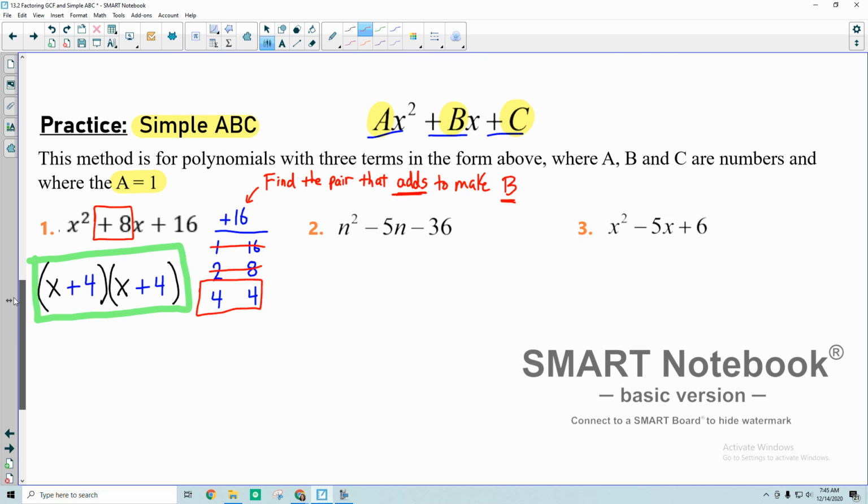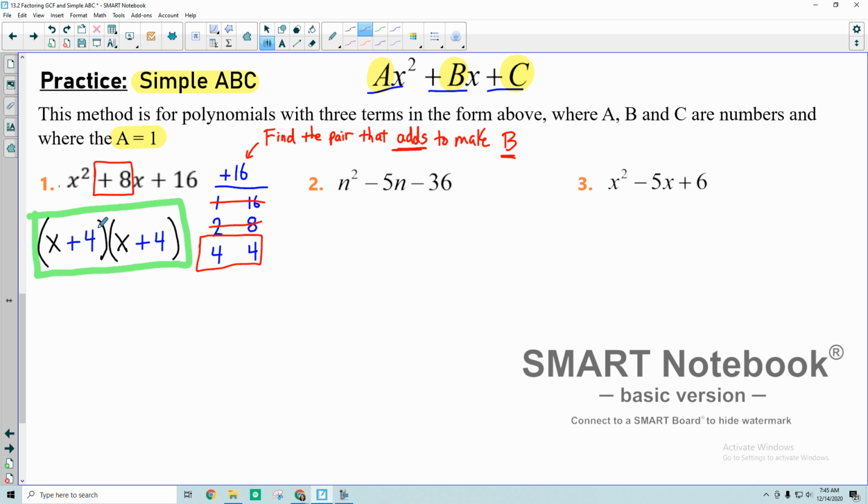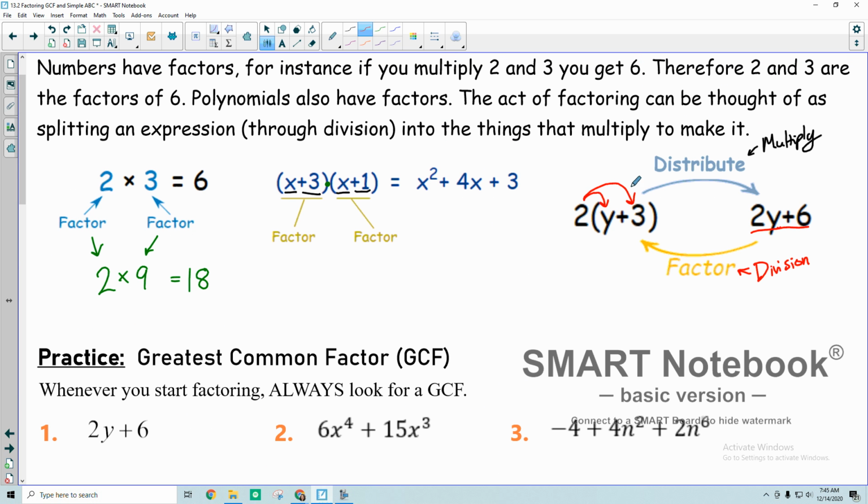Now, here's one quick way. I'll only do this for this problem, but here is a way to check your answer to know if you did this correctly. Remember how I said if we factor something, the opposite of that is distributing. So if I distribute everything that I just did, if I multiply it all out, and I get what I started with, I did all of this correctly.